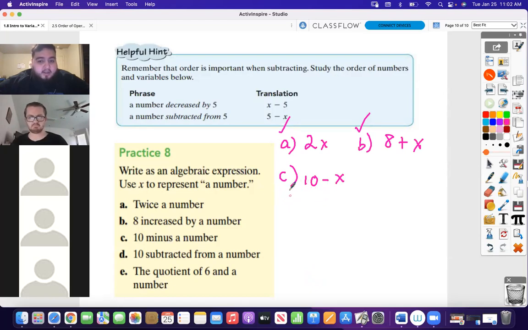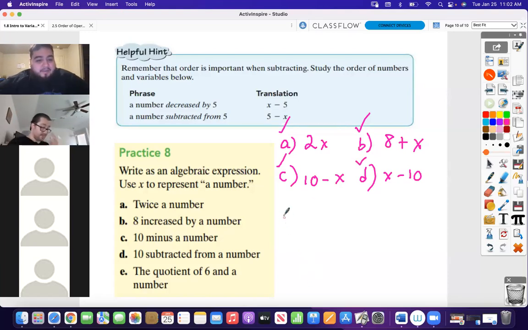No? Did y'all get stuck on C, guys? 10 minus x? 10 minus a number? I agree. Good, good, good. This is for you guys to practice. D. Anyone want to try D out for me? Share what they got for D. x minus 10. Does anyone agree or disagree with x minus 10? I agree. Good job, guys.